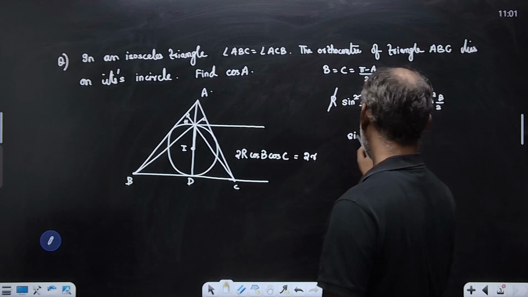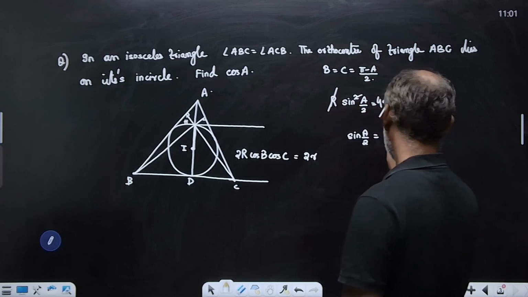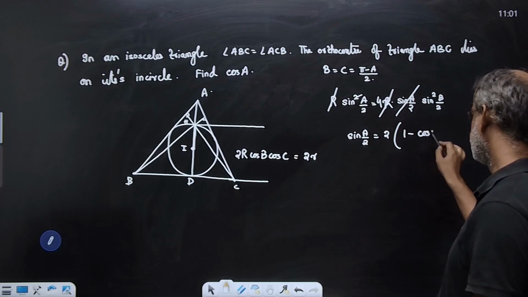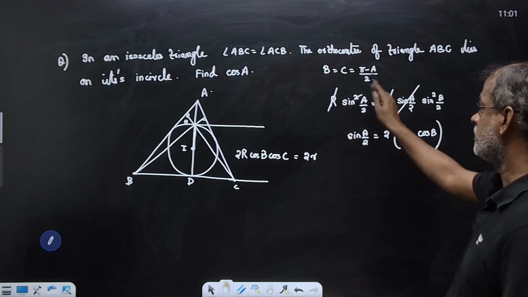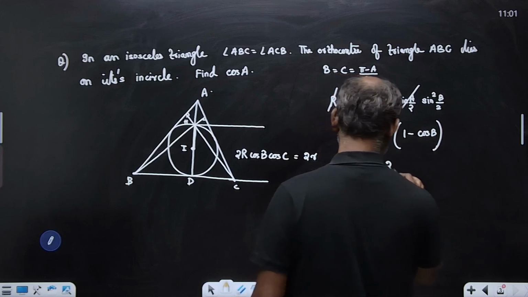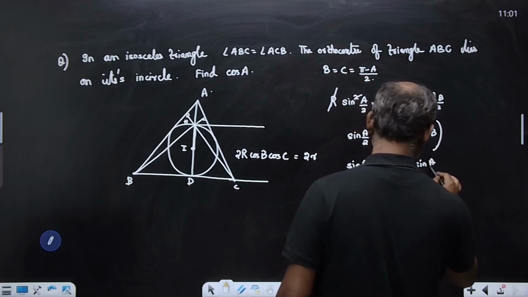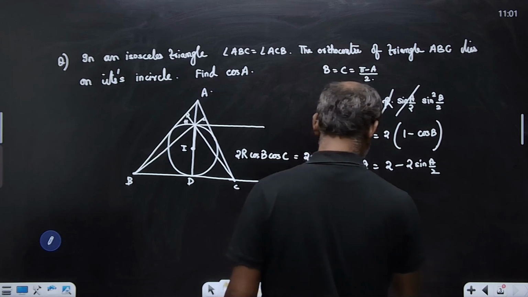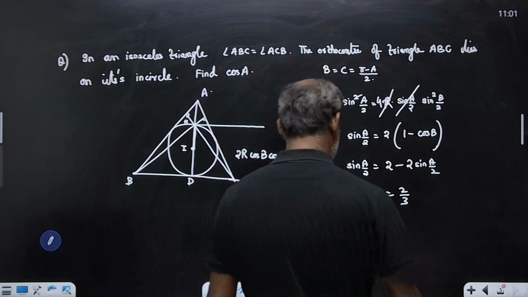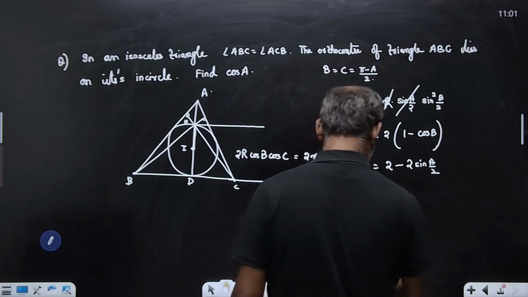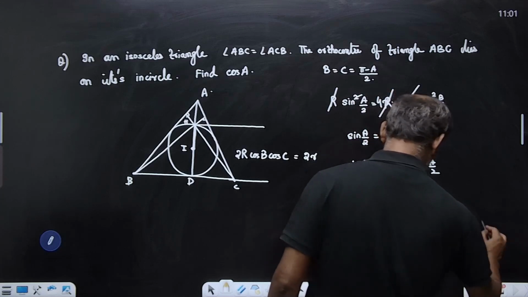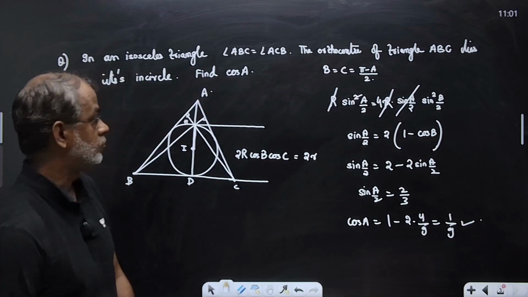So sine A by 2 is... sorry, 2 sine square B by 2 is 1 minus cos B. What is cos B? Sine A by 2 is 2 minus 2 sine A by 2. So sine A by 2 is 2 by 3. If sine A by 2 is 2 by 3, we can say cos A is 1 minus 2 sine square A by 2. This is 1 by 9. This is how we used it.